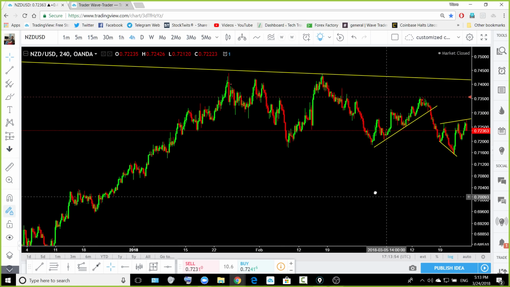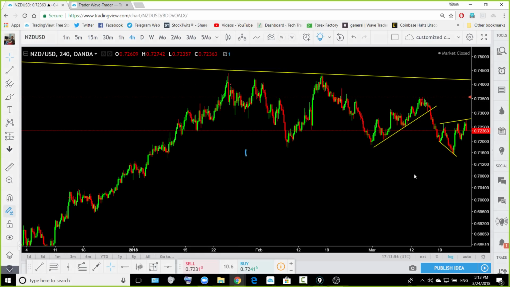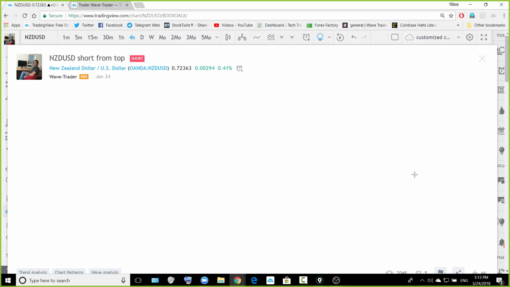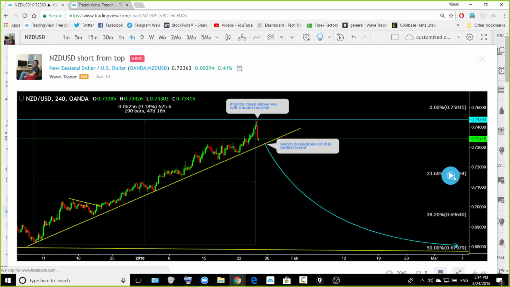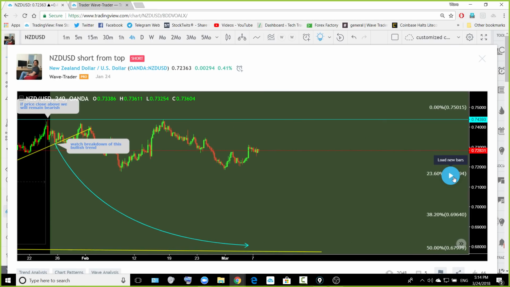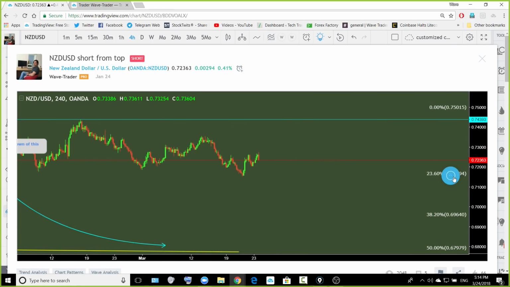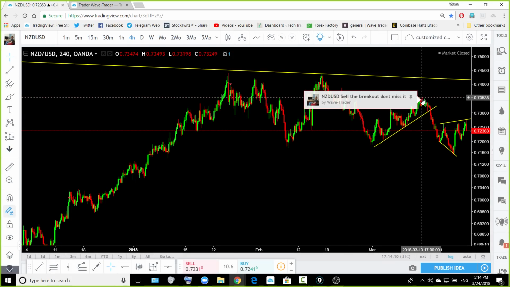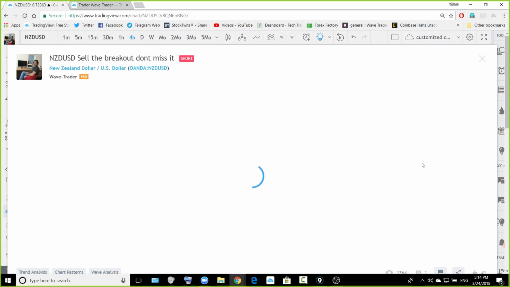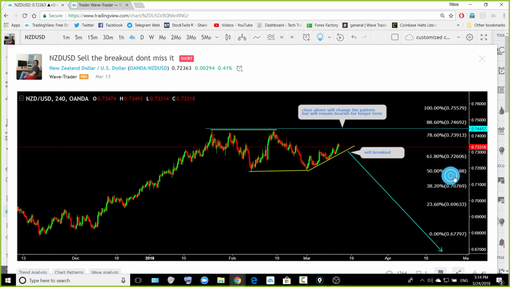All right, so downside, you guys know that we are selling the Kiwi dollar from the top. It is not falling so aggressively to the downside, it is falling correctively, going back up and then going down. So we are still in a sideways market. We were selling at this area as well, so not falling so aggressively.